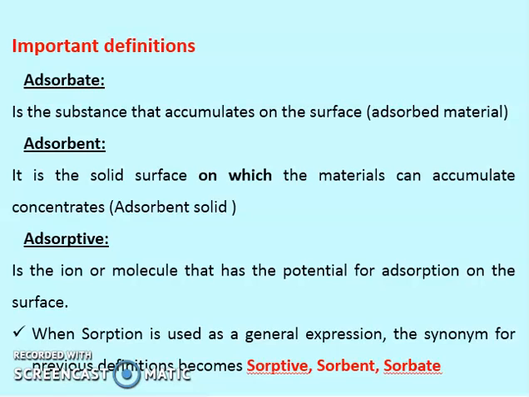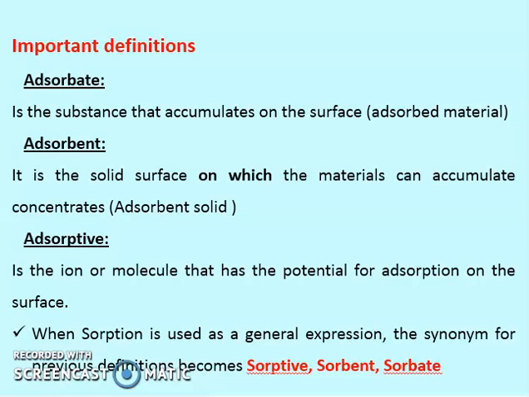So some important definitions should be recognized. The first is adsorbate. This is the material which is adsorbed to the solid surface, the substance that accumulates on the surface. Adsorbent is a solid surface on which material can be accumulated. And in our case, that should be a soil particle, called the adsorbent. Adsorbative is an ion or molecule that has a potential for adsorption on the surface.